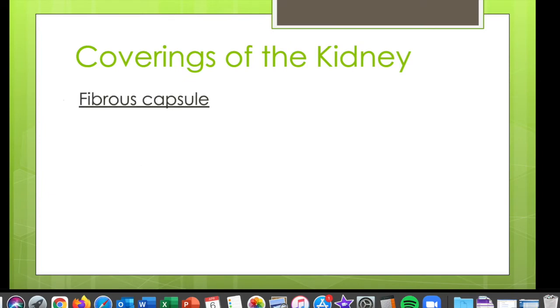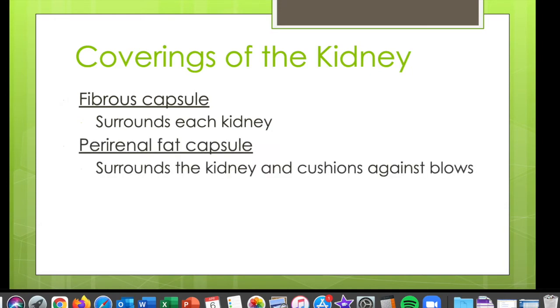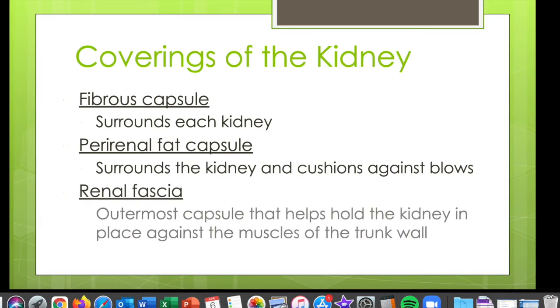There are different coverings of your kidneys. So we have the fibrous capsule, which will surround each kidney. There's the perirenal fat capsule, and that's going to help to offer some cushion to your kidneys. If you were to get hit or if you fell, it's going to provide some protection. And then there's the renal fascia, which is the outermost capsule, and that's going to help hold the kidney in place so that they stay where they should be along the back wall of your body and not fall inside your abdominal cavity due to gravity.